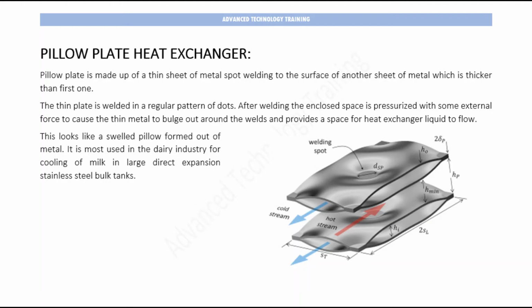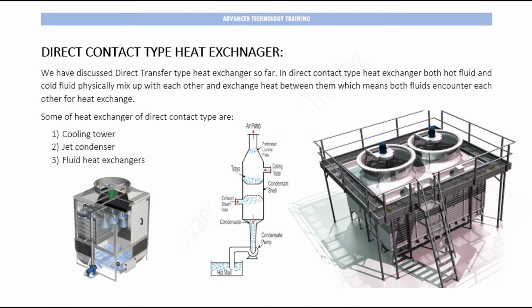After welding, the enclosed space is pressurized with some external force to cause the thin metal to bulge out around the welds and provide a space for heat exchanger liquid to flow. This looks like a swelled pillow formed out of metal. It is most used in the dairy industry for cooling of milk in large direct expansion stainless steel bulk tanks.